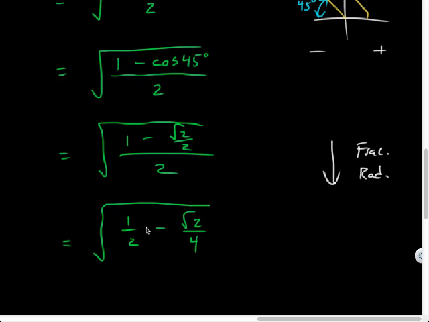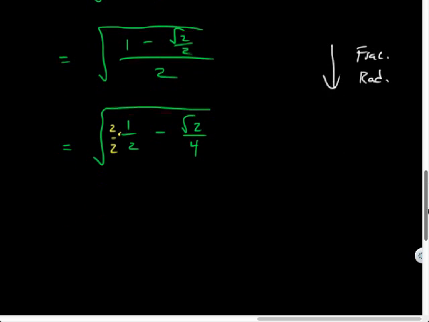Okay? So here's some more fraction work. I can't subtract these. They've got different denominators. I've got to multiply this one by 2 over 2. Square root of 2/4, or how about this? Square root of 2 minus the square root of 2, all over 4.